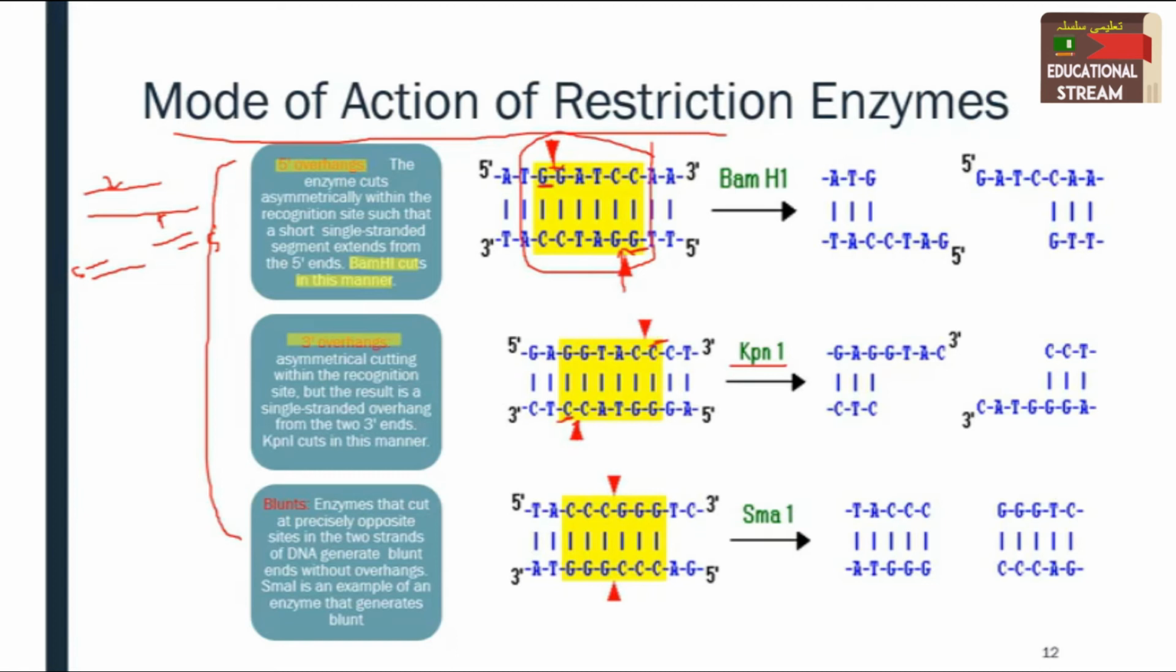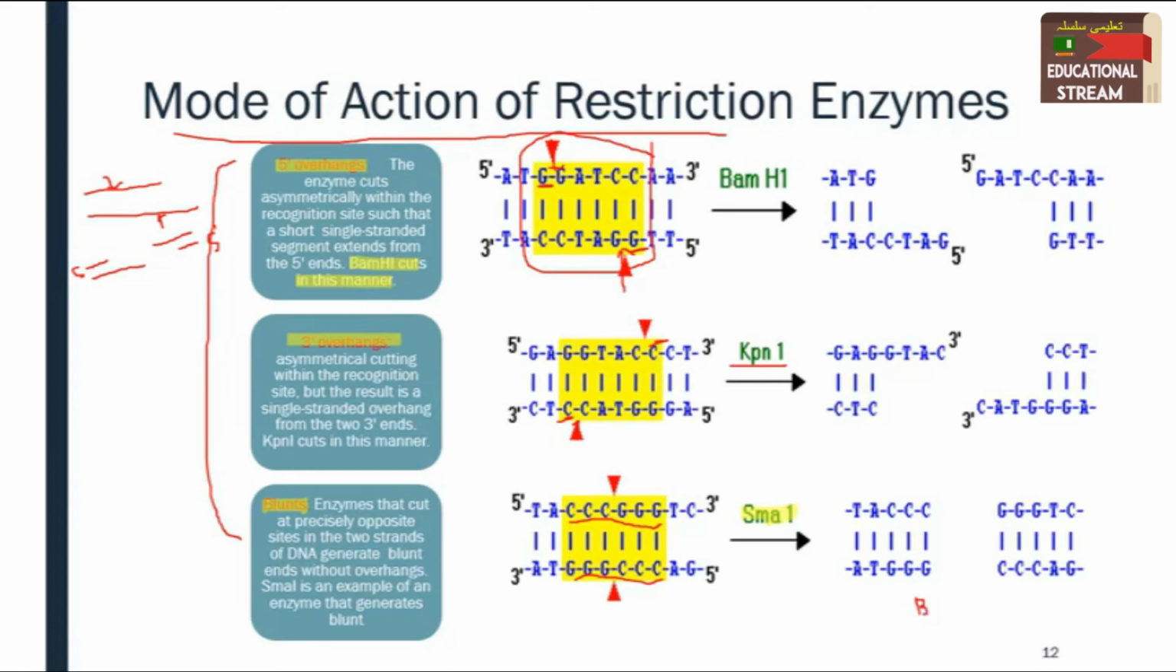There are certain enzymes which produce another kind of cut, known as the production of blunt ends, which is provided by SmaI. These are the enzymes that cut at precisely opposite sides in the two strands of the DNA without overhang. The recognition site for SmaI is CCCGGG. It will make a cut in the center, and such kind of ends are produced which are known as the blunt ends. So these are the blunt ends.